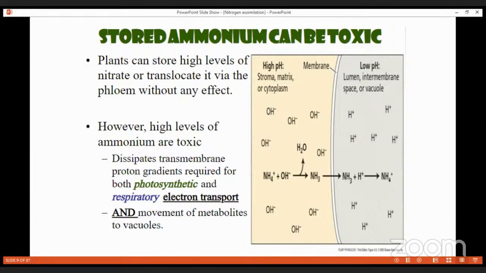So how is this created? This is created by utilizing the electron transport chain and different ATPs with the help of pH change. So as you can see in the figure, if there is a higher pH in the stroma matrix or cytoplasm, nitrogen is present in the ammonium form, which can be translocated into the low pH that is available in the lumen, intermembrane space or the vacuole. Because it is toxic, the plant is trying to store it separately in the vacuole. And if it wants to move it out, it has to be oxidized.